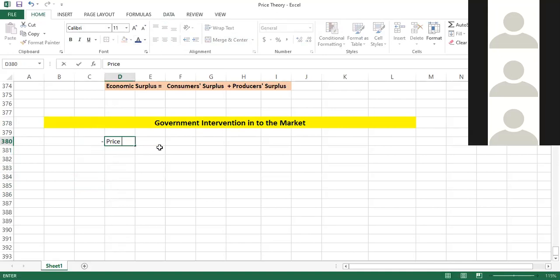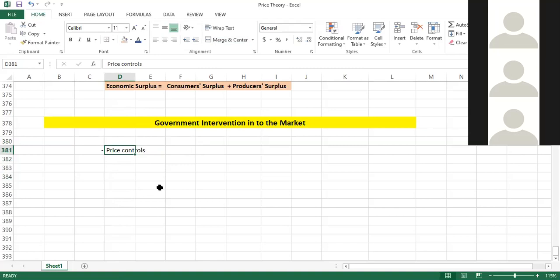Price control can be used for the benefit of which party? Household, consumers or producers? Consumers. Yeah, consumers. Only for consumers? No. Equally for producers also. Yeah, price control can be used for the benefit of both parties, right? Price controls can be used for the benefit of consumers or for the benefit of producers, right?